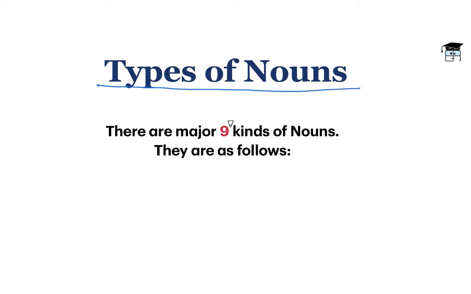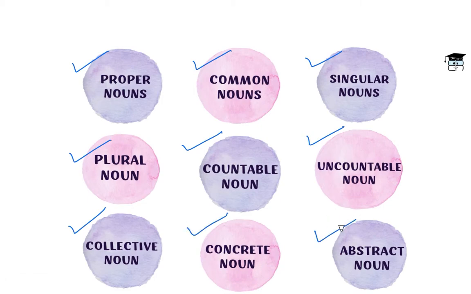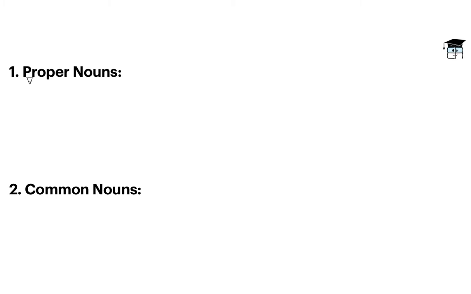Right, now there are basically 9 most important kinds of nouns that are used in our everyday environment and in your examination setting. So in this video, we're going to talk about these major 9 kinds. Okay, namely these kinds are proper nouns, common nouns, singular nouns, plural nouns, countable nouns, uncountable nouns, collective nouns, concrete nouns and abstract nouns. Let us discuss these types in detail to understand each one of them distinctively. Let's start with the first category, that is proper nouns.